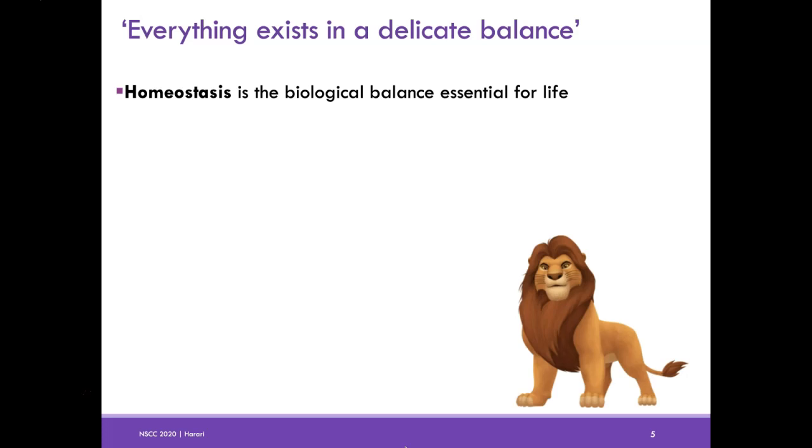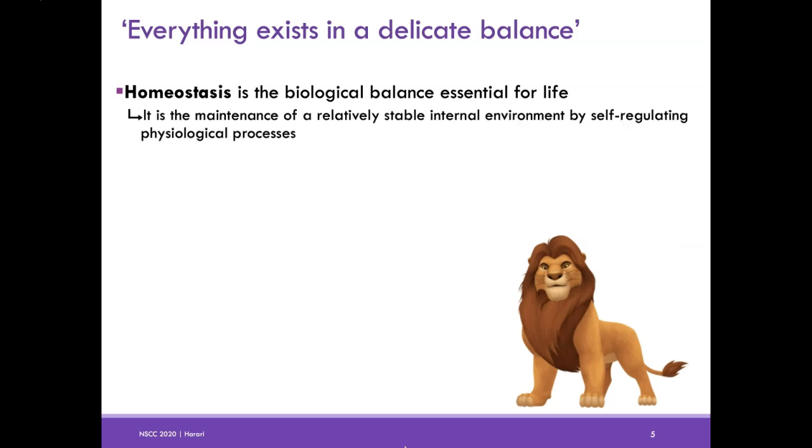And homeostasis is a very important word. So that should be the first word you're underlining after anatomy and physiology. Homeostasis is the biological balance essential for life. So we can define it as the maintenance of a relatively stable internal environment by self-regulating physiological processes. So this is like an automatic regulating process. It's self-regulating, it's built in. This is what allows us to function normally in the world.